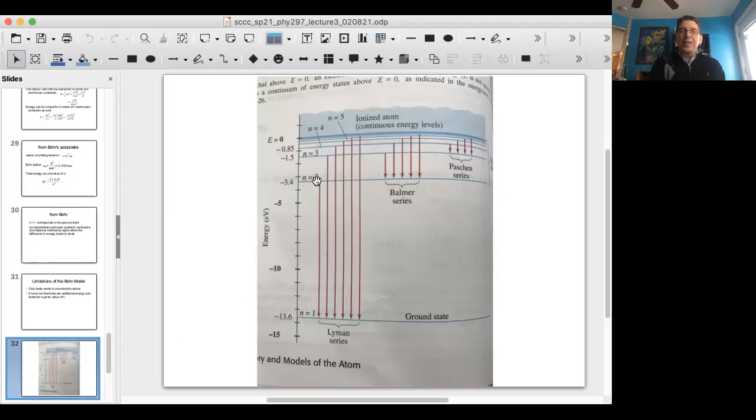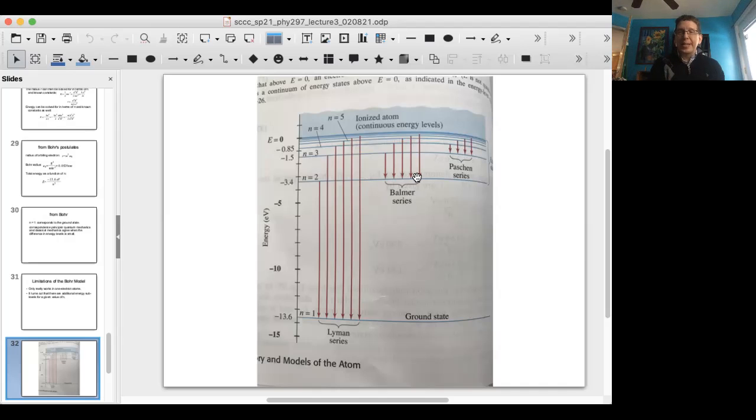And so these are the different states that correspond to n equals 1. So that's the Lyman series. Those are high energy. Those are in the ultraviolet. The Balmer series is what's visible in the hydrogen spectrum. And so the spectral lines in the Balmer series correspond to n equals 2. The Paschen series, which is in the infrared, and all subsequent series correspond to n equals 3.